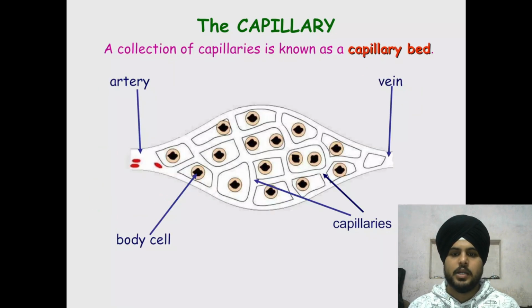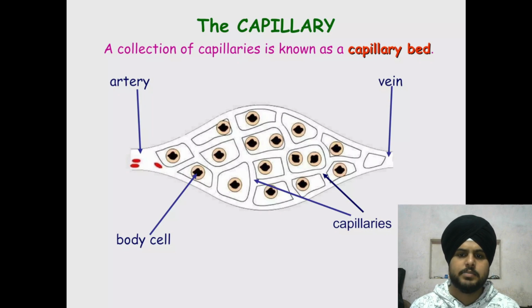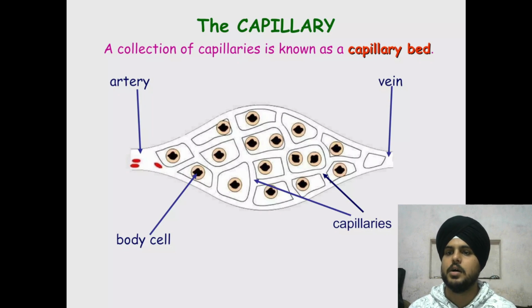Let's briefly learn about capillaries. Capillaries mainly turn oxygenated blood to deoxygenated blood, and use the energy by consuming that oxygen. The collection of capillaries is known as a capillary bed. See, there's a capillary bed, arteries and veins. Oxygenated blood comes from arteries, then it is converted to deoxygenated blood and goes through the veins. These are some body cells as shown in this figure, and the link between them are the capillaries.